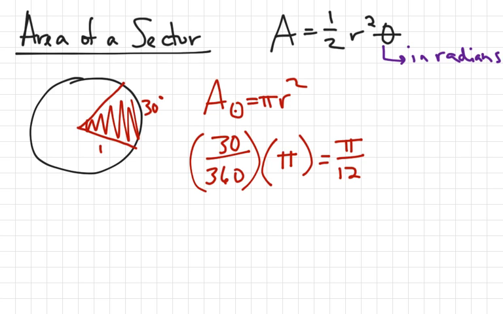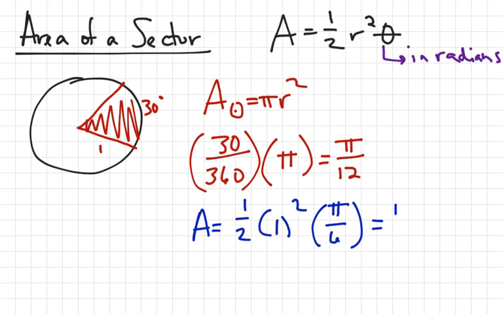Well, now that we have another formula, we could instead do 1/2 times the radius squared times the angle in radians. Guess what? You're going to find out it's the exact same thing. The area of the sector is still pi over 12.